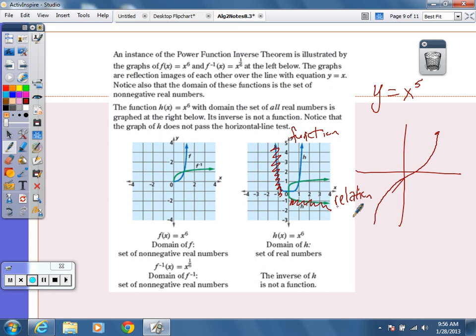Okay, so when you have something that would not pass that horizontal line test, so that the inverse would not be a function, you could restrict your domain so that the inverse would be a function, because sometimes it is helpful to have a function for your inverse so that you can come up with a rule for it. Okay, so this is showing you why it is helpful to restrict the domain here so that the inverse would be a function.